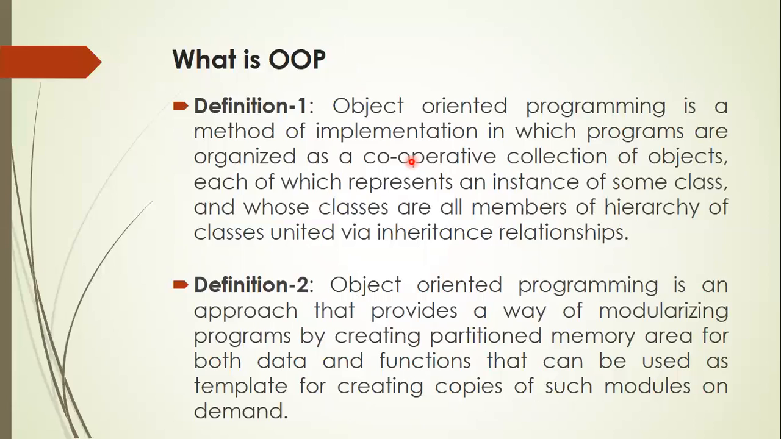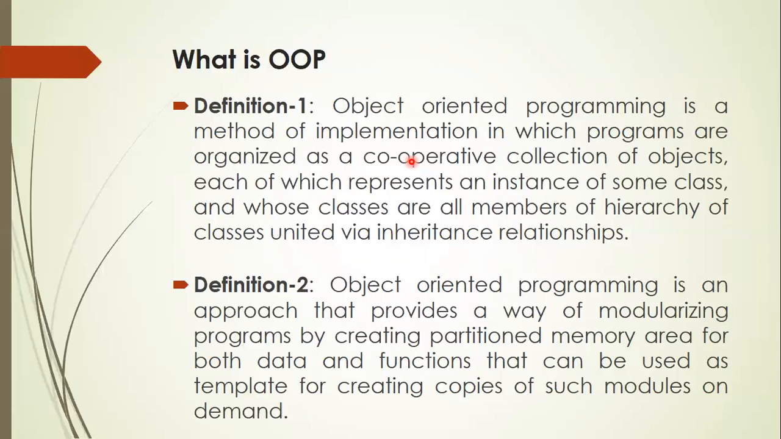So these are the two widely used definitions of object-oriented programming. Here, every word is very important. Object-oriented programming is a method of implementation. Generally, the purpose of any software development is to identify new technology, new technique, new concept to improve the performance. So it is also one method of implementation, in which the programs are organized as a collection of objects which can cooperate with each other. One object can communicate with another object, whereas in structured programming, one function communicates with another.